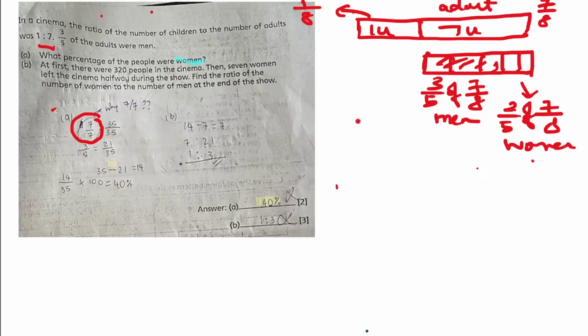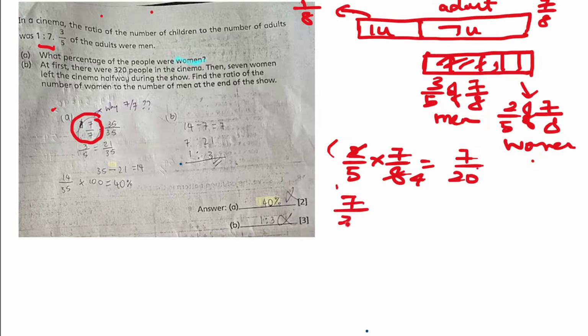So it's asking you what is the percentage that are women. So it's actually 2/5 times 7/8 equals to 7/20. 7/20, because it's asking you the percentage. You have 35%. Okay, not 40%. It's actually 35%.